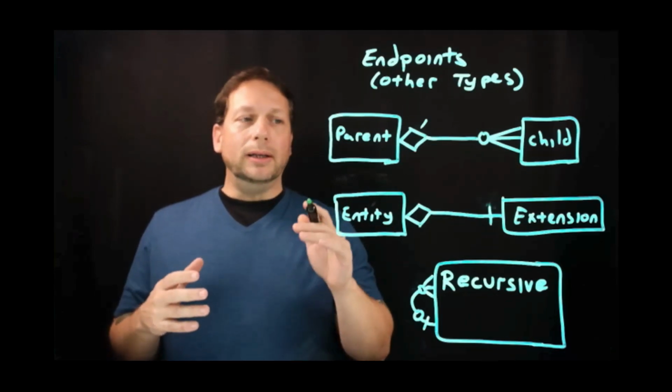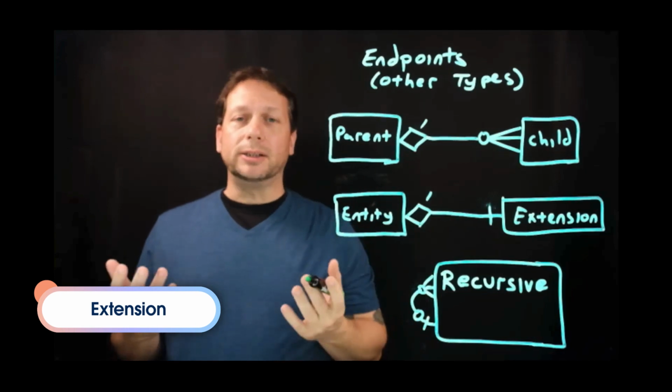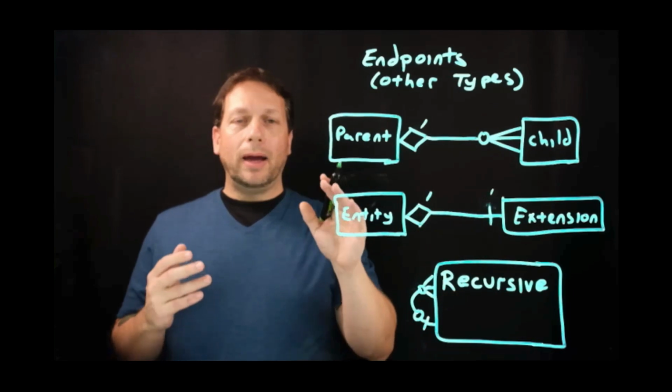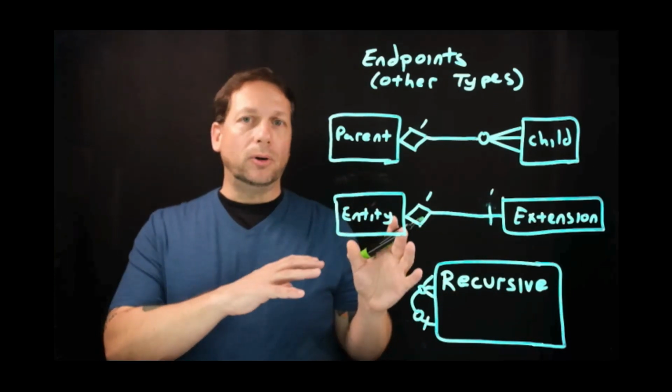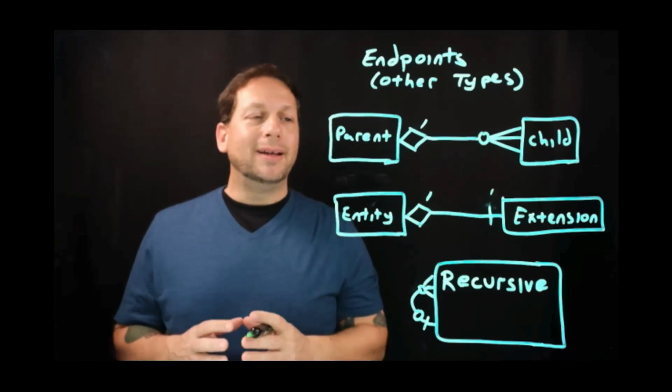The next one is an extension, and it uses the diamond symbol again because this entity essentially is a parent entity. And this child entity, there's only one of them, and instead of being its own standalone entity, it's extending the parent, which is hence the word extension.